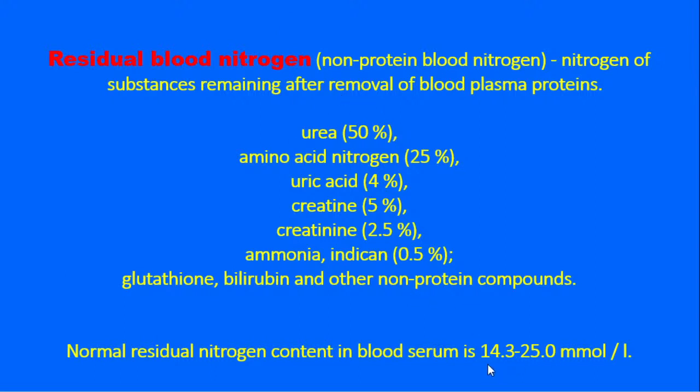Please write the normal content of residual nitrogen in the blood. It is the orientation for deciding whether metabolism of ammonia and urea is done correctly or not. This is 14.3 to 25.0 millimole per liter. Please put attention that in our country we are using SI units to represent important values of different biochemical components of blood and urine. Residual nitrogen, 14.3 till 25.0 millimole per liter.